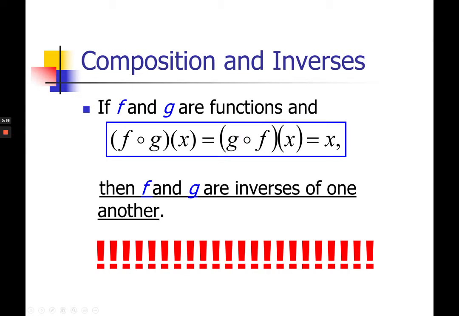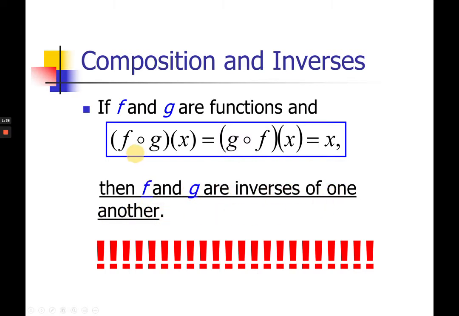Now, we are supposed to have already learned how to perform composition. How is composition applied in the inverse of a function? In the definition here, if functions f and g are given such that f composed with g of x is the same as g composed with f of x, and both have the same result of x, then the functions f and g are inverses of one another.